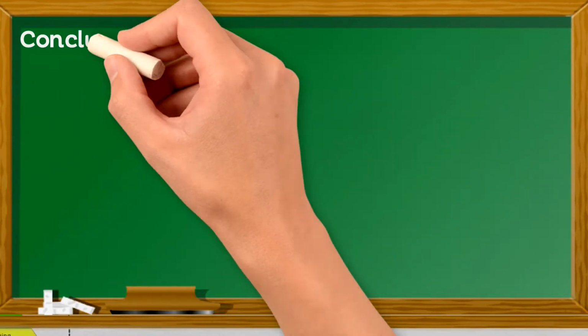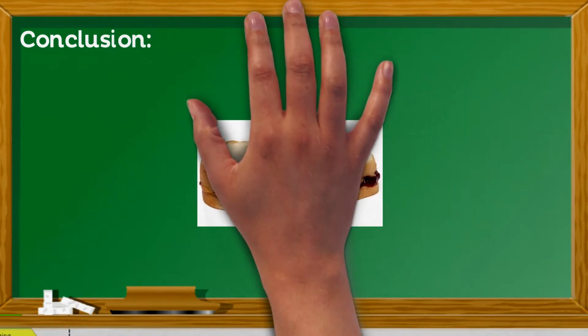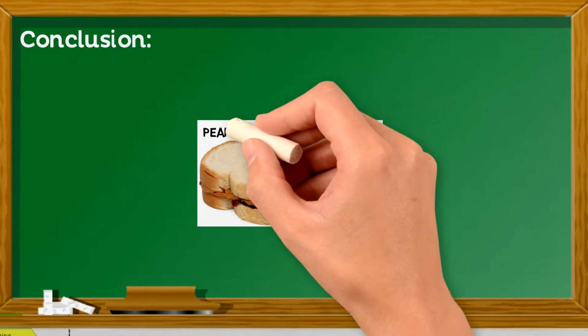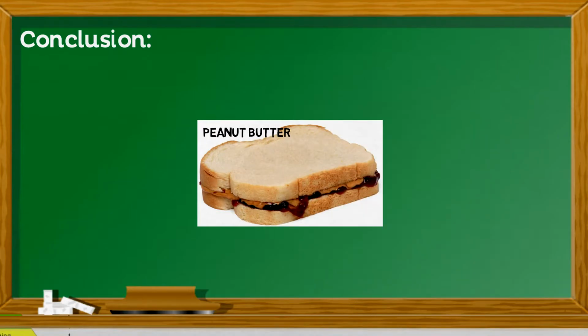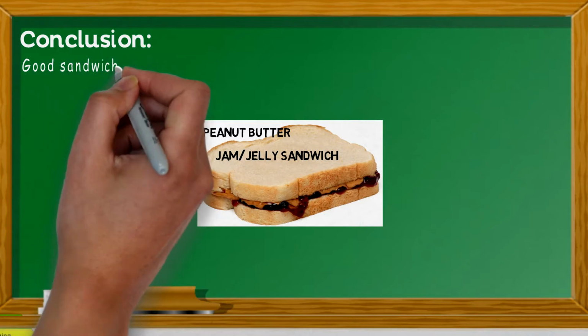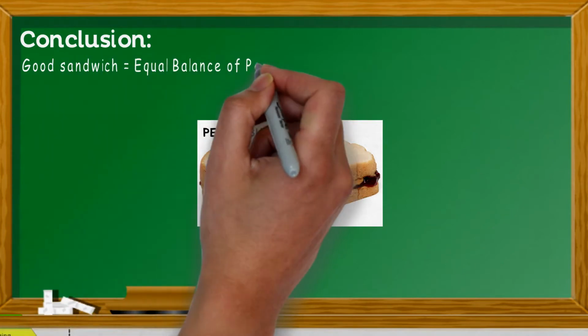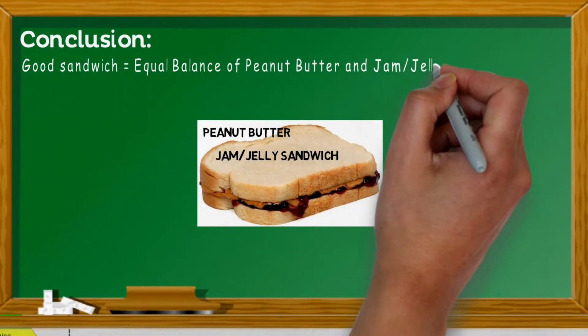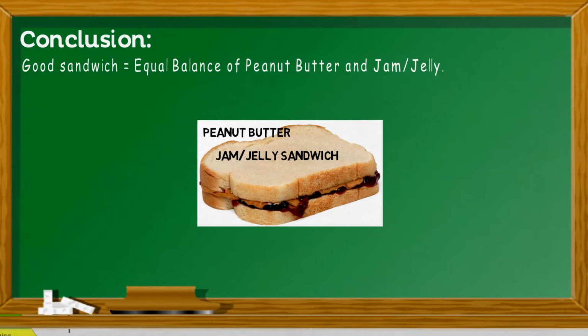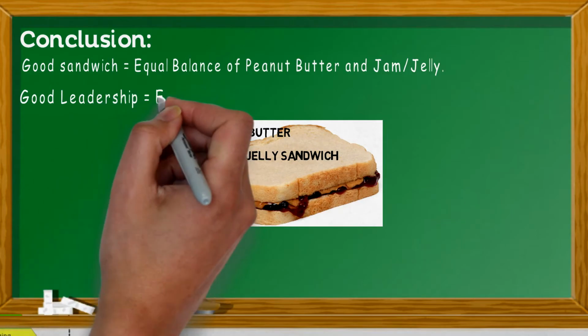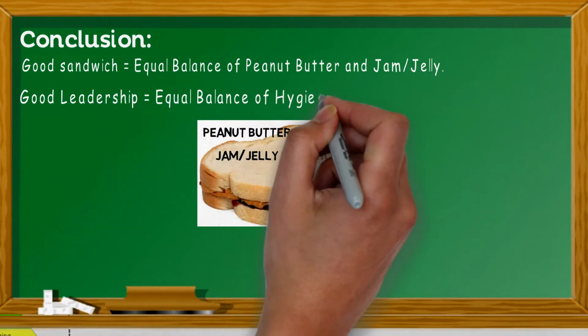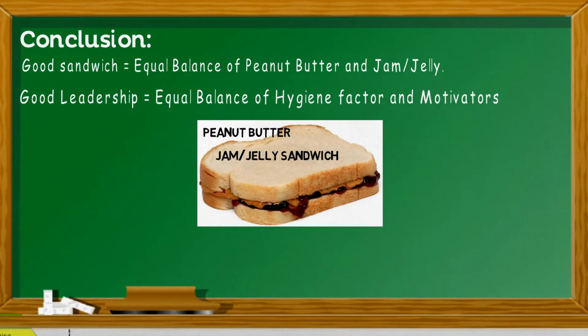Now for the summary or conclusion of this video. Imagine you're preparing a peanut butter and a jam or jelly sandwich. Too much jam or jelly will make it ooze out of the bread, and too much peanut butter will cause your throat to become dry or your mouth to become sticky. Preparing this sandwich requires a perfect balance between the jam and peanut butter. Similarly, as per this theory, you need to have a perfect balance between the hygiene factors and motivators.